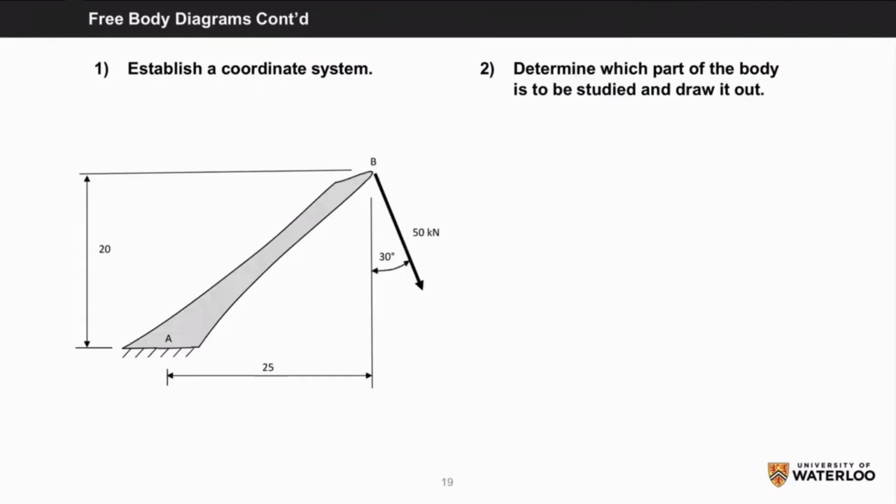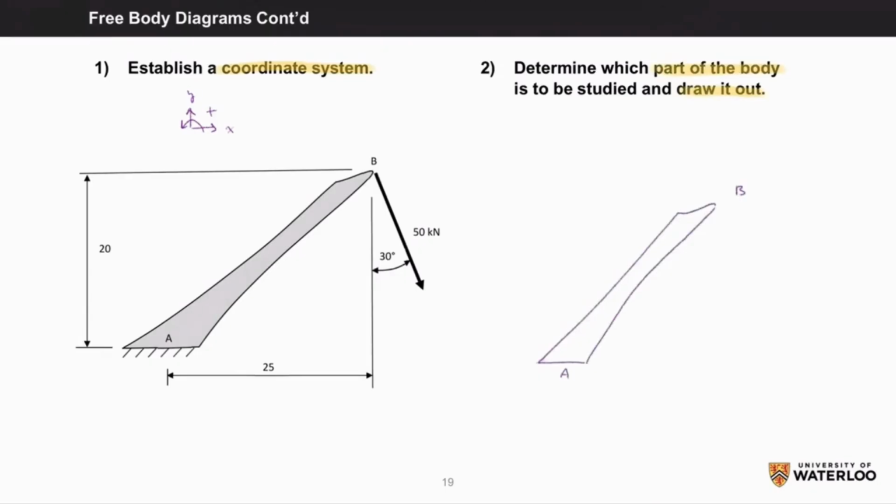Following the steps from before, we will first establish a suitable coordinate system. Once again, I'll select up, right, and counterclockwise as our positive sign conventions. Next, we have to determine the body that needs to be studied. In this case, it is the tower, so I will redraw the tower.